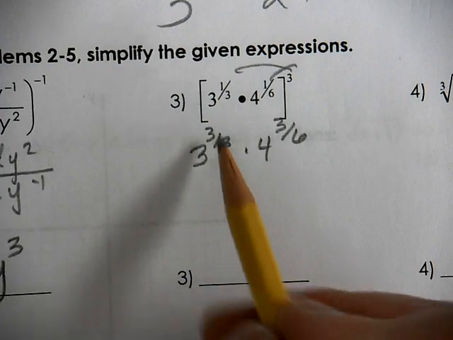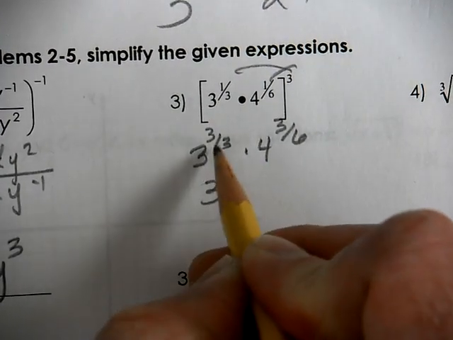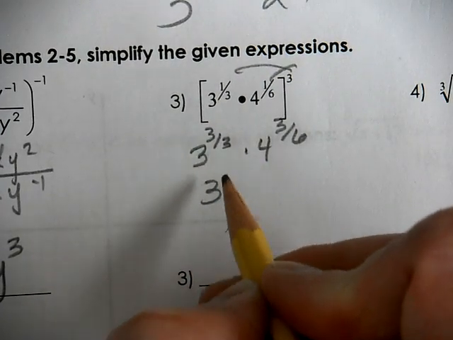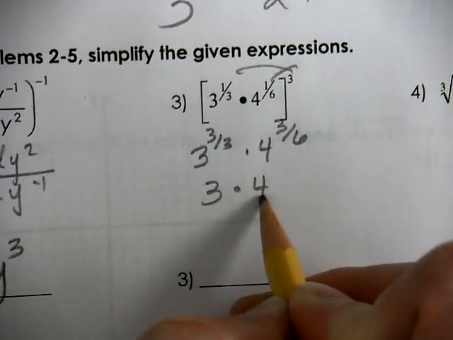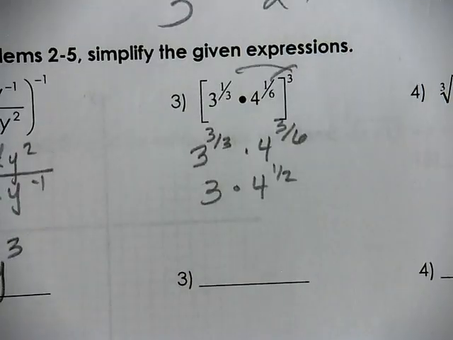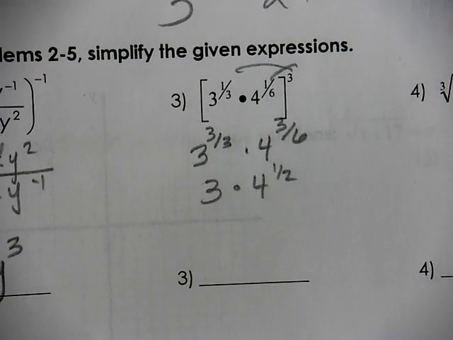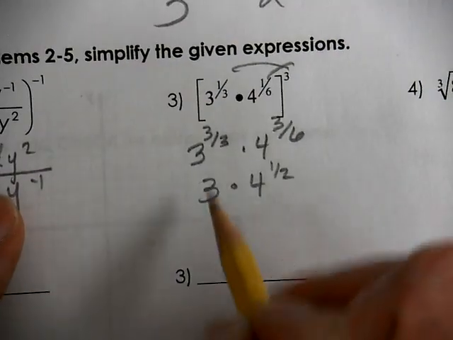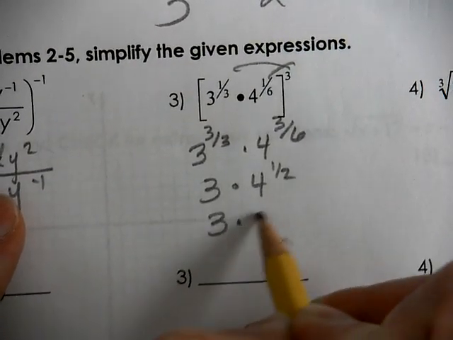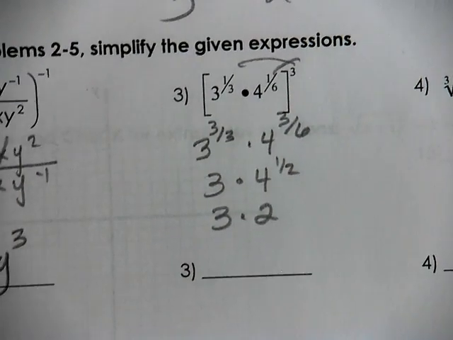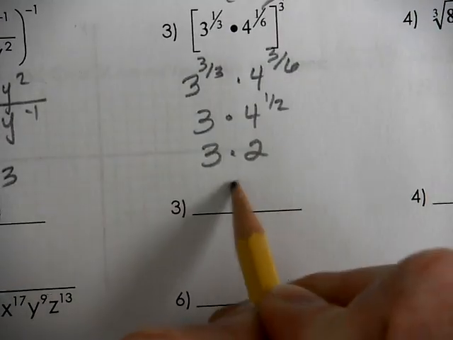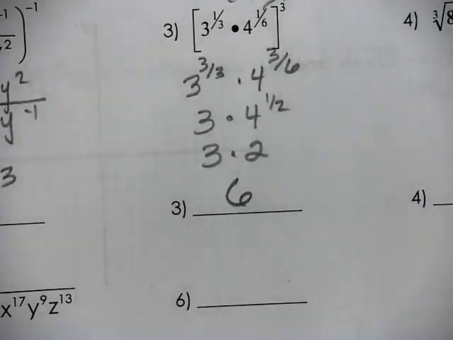Well, an exponent of 3 over 3, that is just 3 to the 1st power, because that's a value of 1. And this is 4 to the 1/2 power. What is a 1/2 power? What is that actually doing? This is a decision you've got to make. If you don't know what that means, you can't do this problem. It is a square root. So this is really 3 times 2, because it's a square root of 4. And our answer is 6.